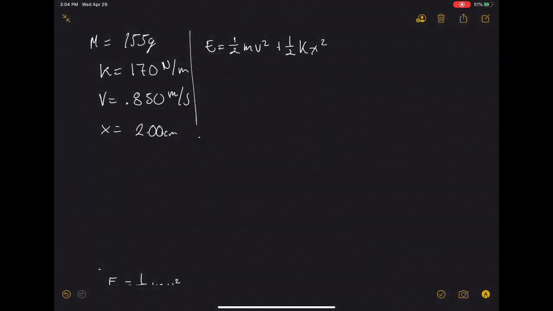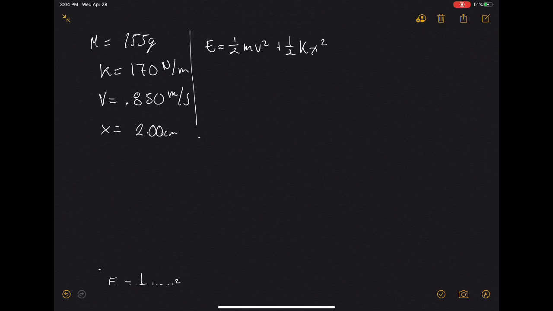Okay, for this problem, 14.37 is asking: a 155 gram glider on a horizontal frictionless air track is attached to a fixed ideal spring with force constant 170 newtons per meter. At the instant you make measurements on the glider, it is moving 0.850 meters per second and is 2 centimeters from its equilibrium point. So first, you have to write down all the information.